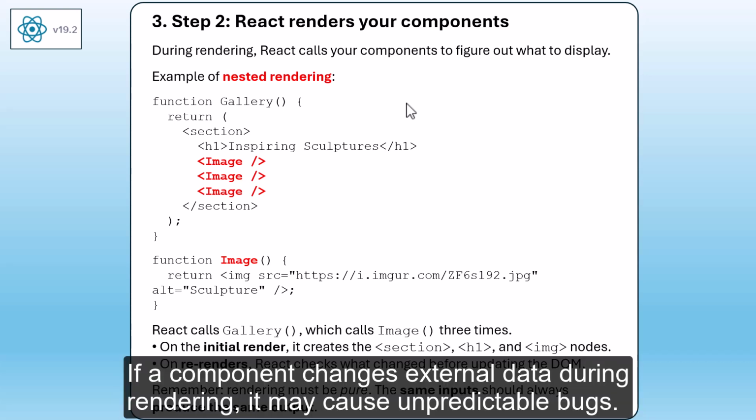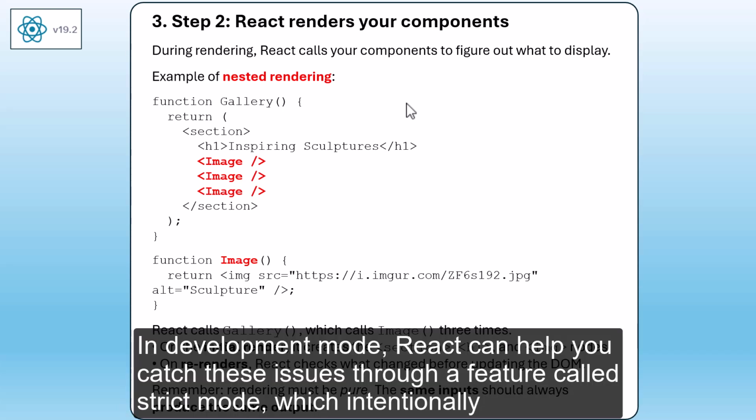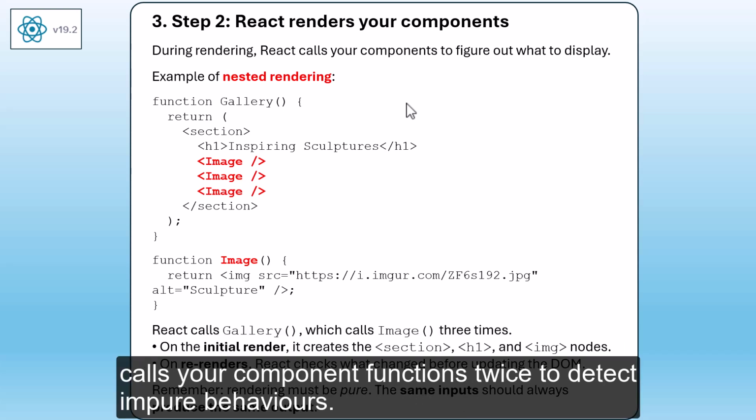If a component changes external data during rendering, it may cause unpredictable bugs. In development mode, React can help you catch these issues through a feature called strict mode, which intentionally calls your component functions twice to detect impure behaviors.